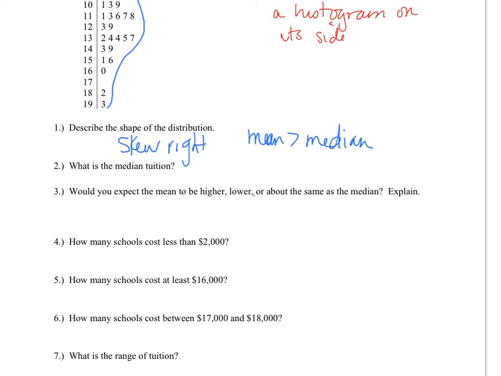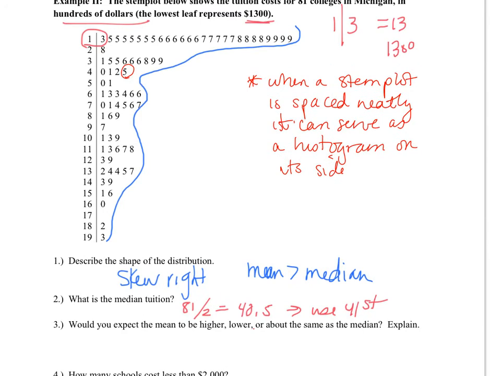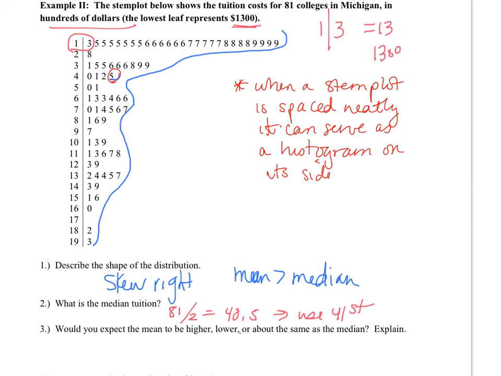Now to find our median tuition, we want to look at how many scores we have. And on this data set, we are told that we have 81 scores. So 81 divided by 2 equals 40.5, which means I'm going to use the 41st data point. So if we go back up to our data set and count for the 41st spot, we can see that the 41st spot is going to occur right here at the 5. And this is my median. That being said, if my median value is 45, then my median tuition is 4,500, because again, this is referring to hundreds of dollars.